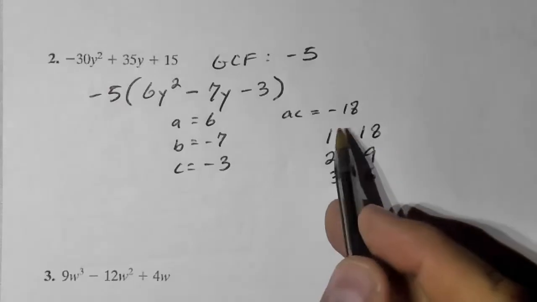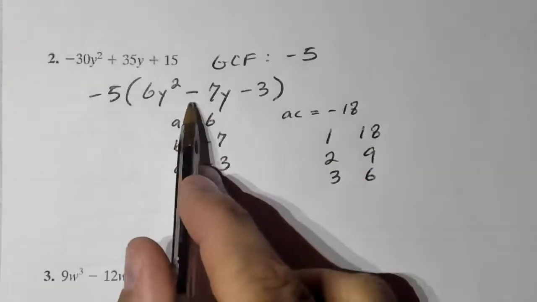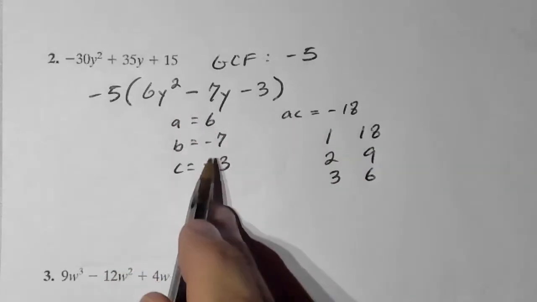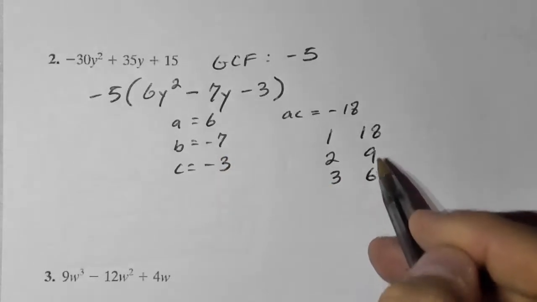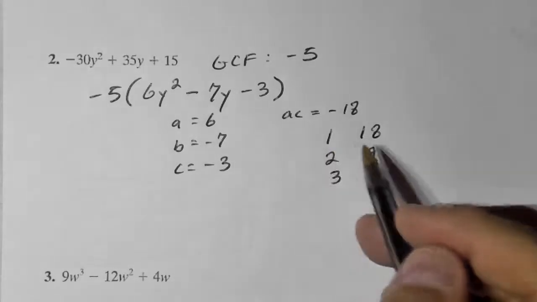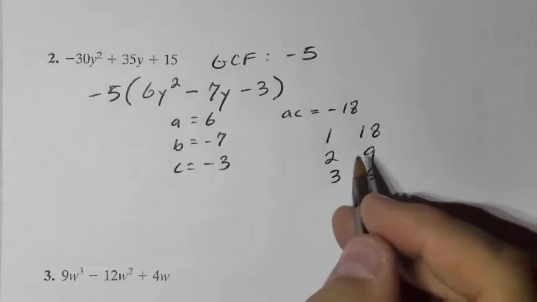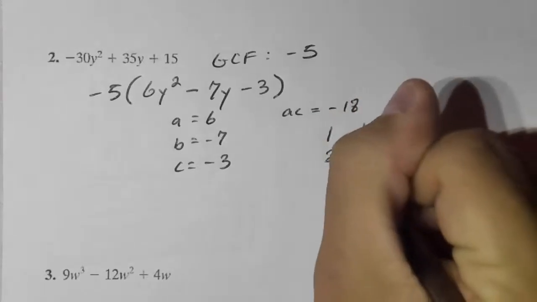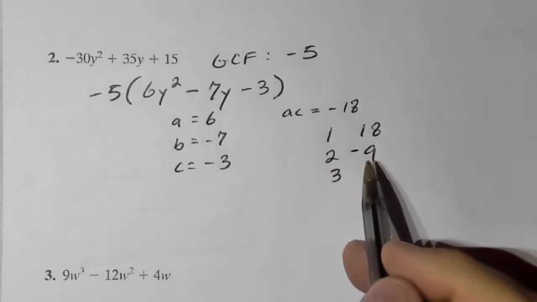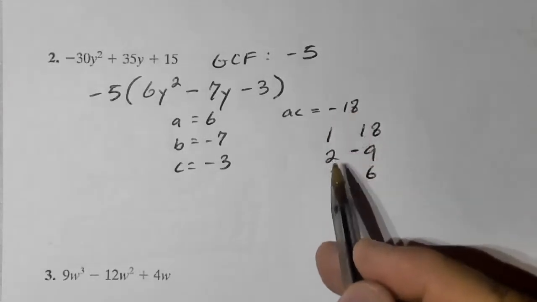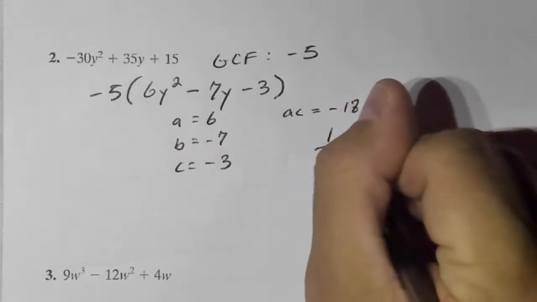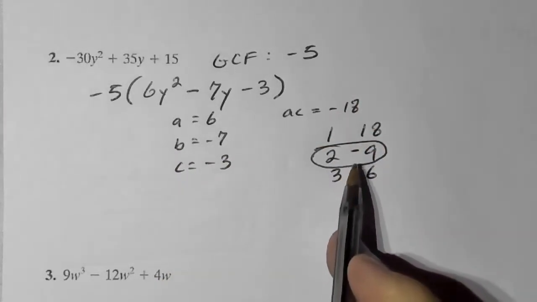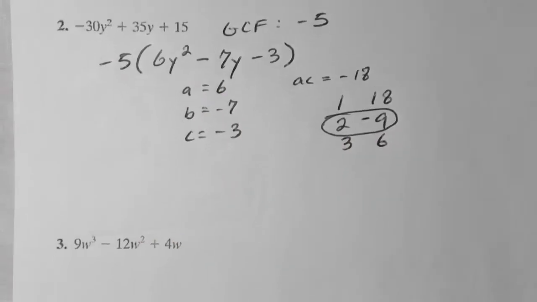And now we need to worry about the sign. The negative 7 here is going to tell us that the largest positive factor is going to be the one with the negative number. So the two numbers that are going to work are 2 and negative 9. 2 times negative 9 gives us negative 18. 2 plus negative 9 gives us our negative 7. So this 2 and negative 9 are going to help us split this middle term here.